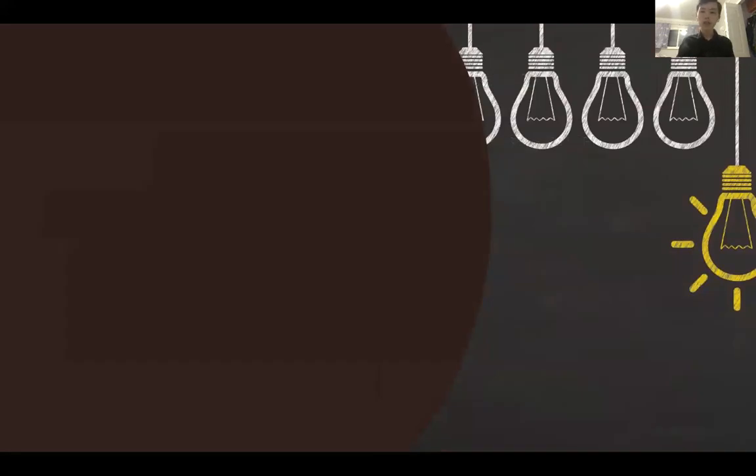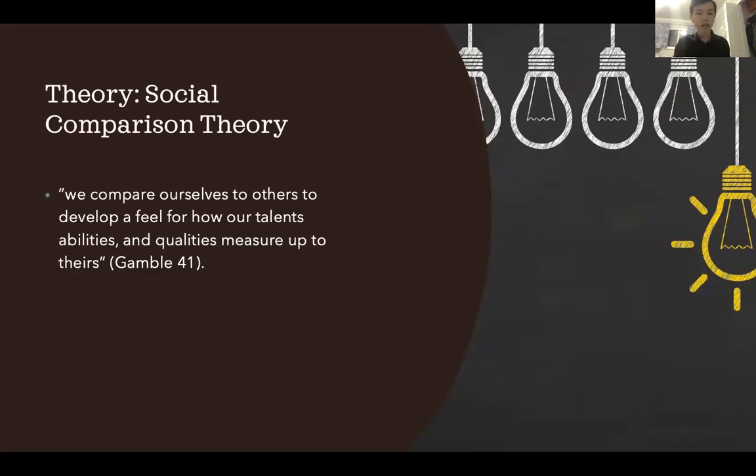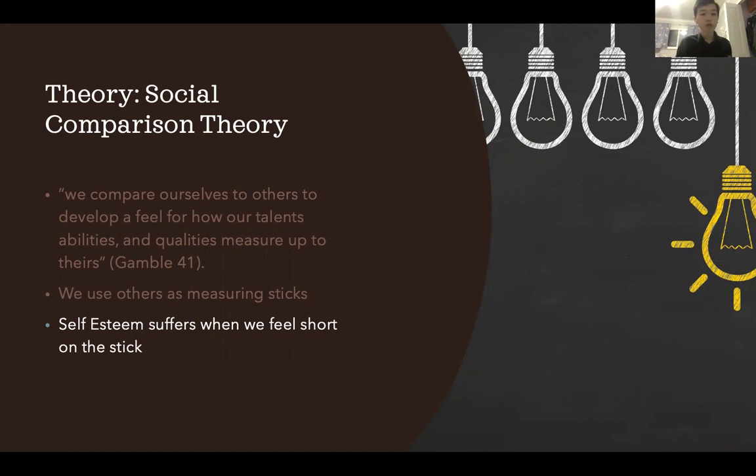So, the theory that I was going to tell you today is the social comparison theory, which is defined by the textbook as we compare ourselves to others to develop a feel for how our talents and abilities and qualities measure up to theirs. So basically, it is like a measuring stick where you compare yourself to others, which I'll show you a visual aid of later. Self-esteem suffers when we feel short on the stick, and self-esteem also does the same thing if you're too high on the stick. If you go on the long stick, you'll feel much better about your self-esteem.